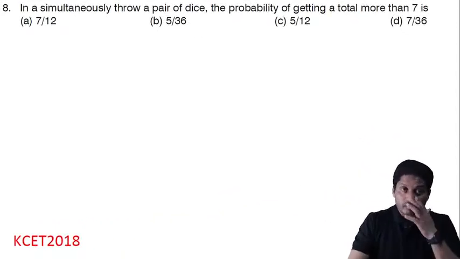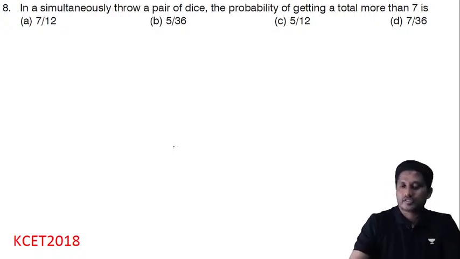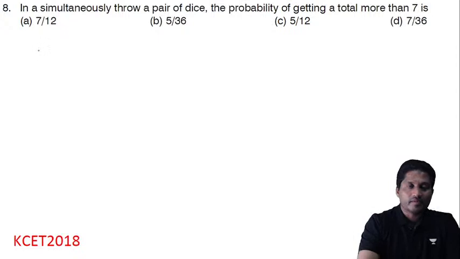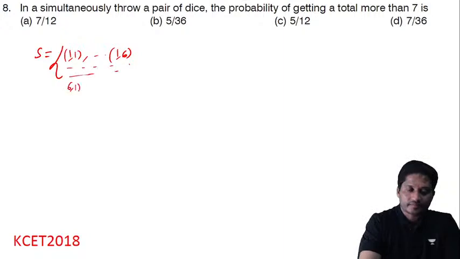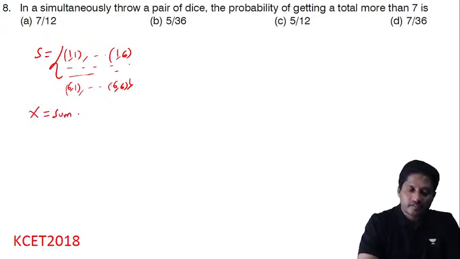A simultaneous throw of a pair of dice, the probability of getting a total more than 7. I told you this. I have given you this shortcut in earlier papers as well. When two dice are rolled, the minimum sum is 2. The sample space is 1 1 to 1 6, and so on up to 6 1 to 6 6. Okay, x is equal to the sum of the numbers on the dice, equal to the sum of two numbers.